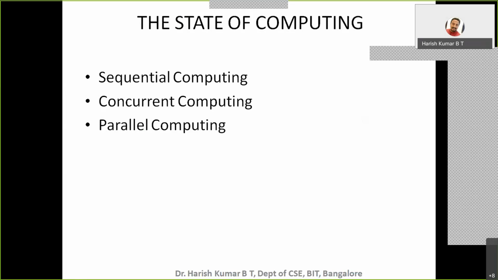So this is what is concurrent. That means the CPU is not going to fully execute one program. It switches from one to the other and resumes the execution of the programs which were left out earlier. So that is what is concurrent computation. And next is parallel computing.